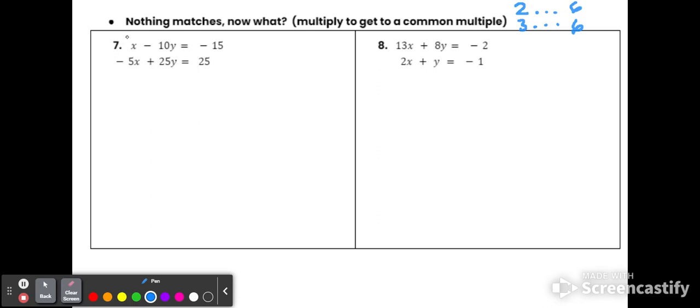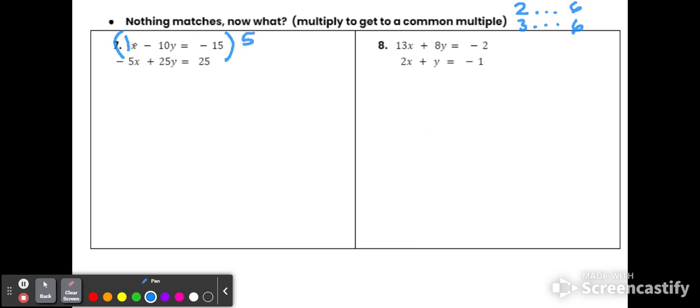So let's take a look. We have a 1 and a 5 with x's. We have a 10 and a 25 with y's. Well, I feel like it would be easy to make our 1x into a 5x. So what does that mean I need to do? It means I need to multiply by a number other than 1. So we're going to multiply this entire top expression by 5 so that we can make this a 5.